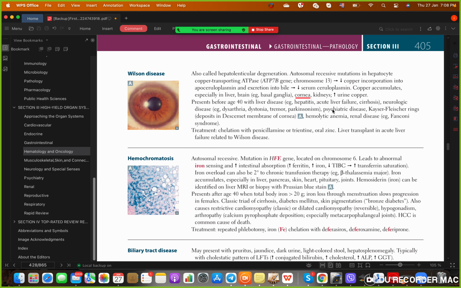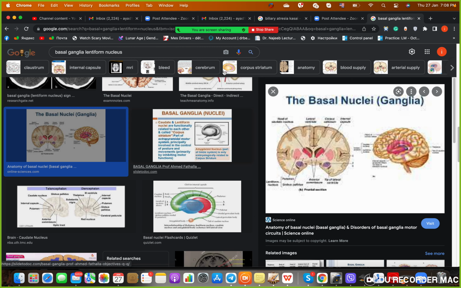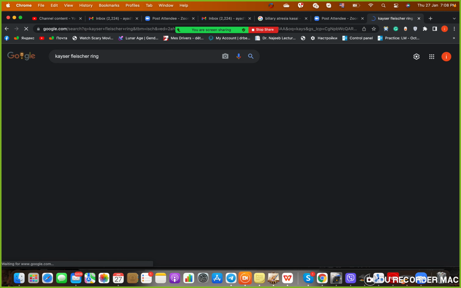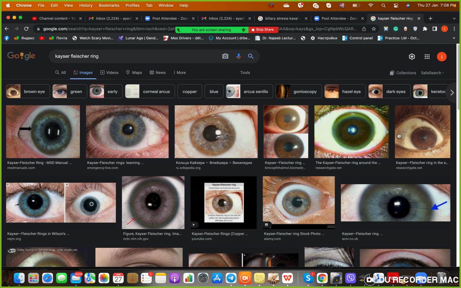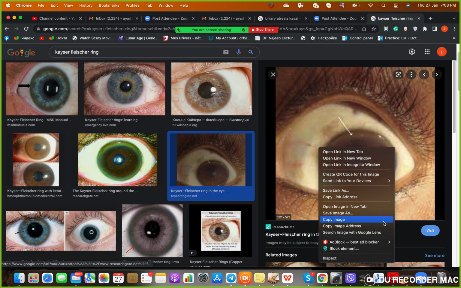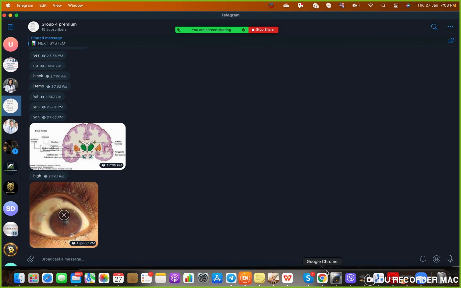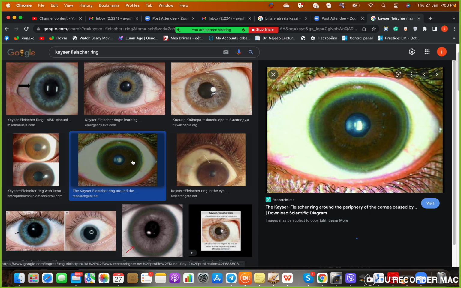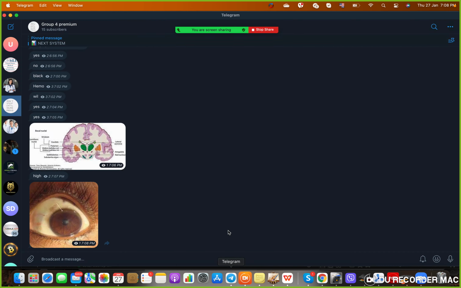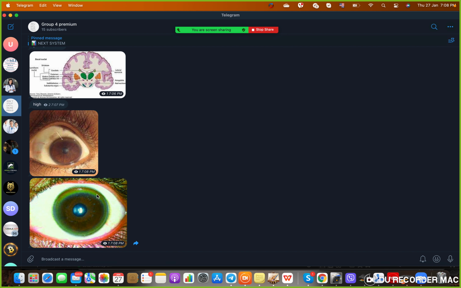So let's take a look at the cornea, because it's a typical USMLE question. There is something called the Kayser-Fleischer ring. Be careful. Here it has which color? Brown. And is this the same? This one is green. Why is it green? It does not make sense. I can see a green one and I can see a brown one. Why is this one brown and why is this one green?